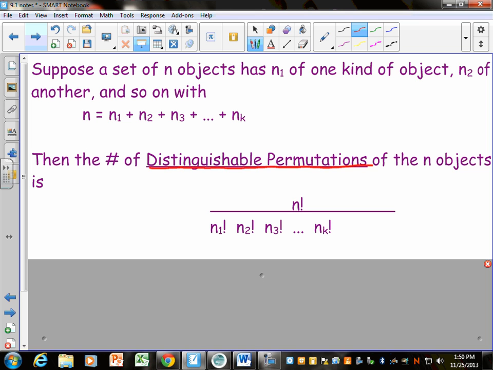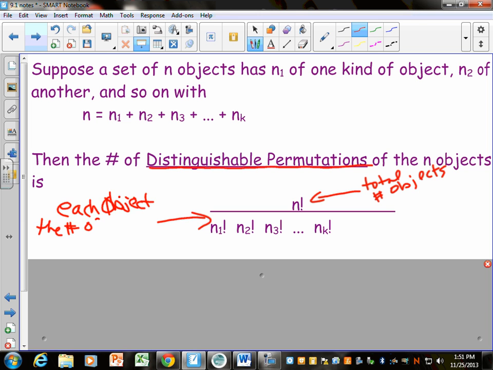So here's the formula. This is your total number of letters, or I guess total number of objects, but I feel like our problems are always about words, so it's the total number. And then your bottom numbers are the number of times each letter repeats itself. I only do the ones that repeat more than once, because if it repeats only once, 1 factorial is just 1. So the bottom is each object, the number of times it repeats.